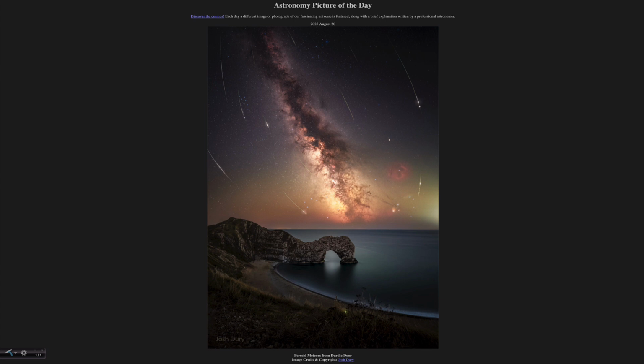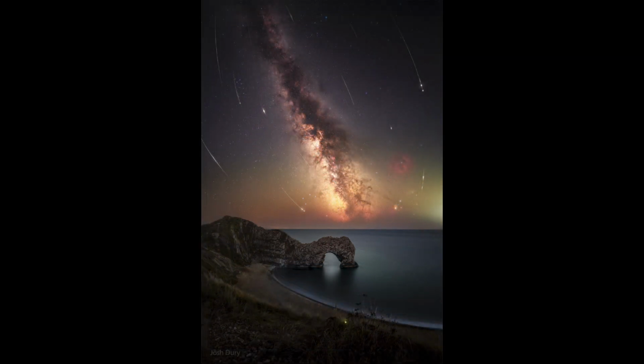Today's picture for August 20th of 2025 is titled Perseid Meteors from Durdle Door. So what do we see here? Well, Durdle Door is actually the arch that we see out in the foreground there. And up above in the sky, we see a number of things, including our own Milky Way galaxy and a number of streaks of light. Now, those streaks of light are part of the Perseid meteor shower, which recently occurred.